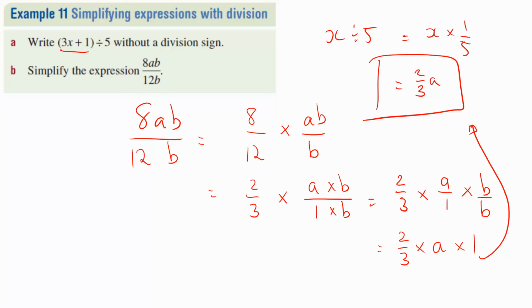Okay? Now in your textbook, how they would like to teach it is they would say you can just cross off, if you've got a top and a bottom, you can cross off the b's, cross off the 8 and 12 to become 2/3, so you can write it as 2a over 3.